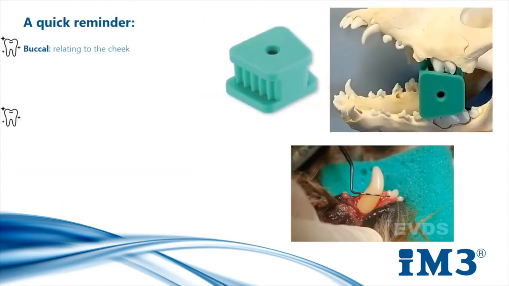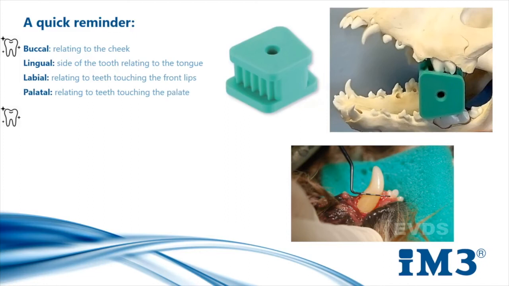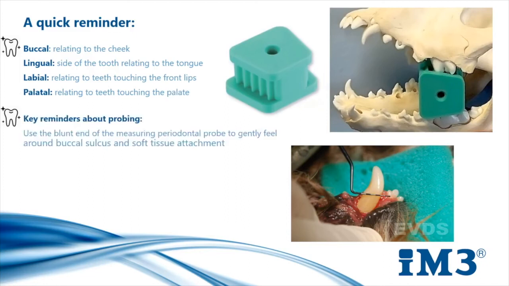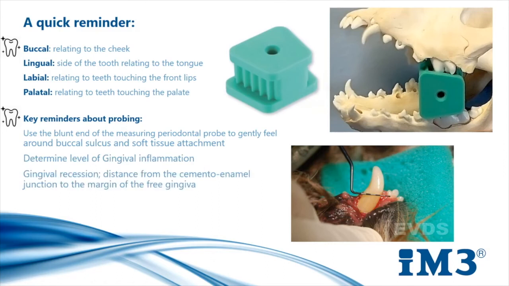So after we've done our initial scaling, and again I'm going to discuss this in a later presentation, we then need to go on and examine the sulcus of each tooth at a minimum of 6 locations so that we can evaluate the pocket depth and note its location. Remembering that our canine pockets should be no greater than a 3 mm depth, and our feline pockets should be no greater than a 1 mm depth.